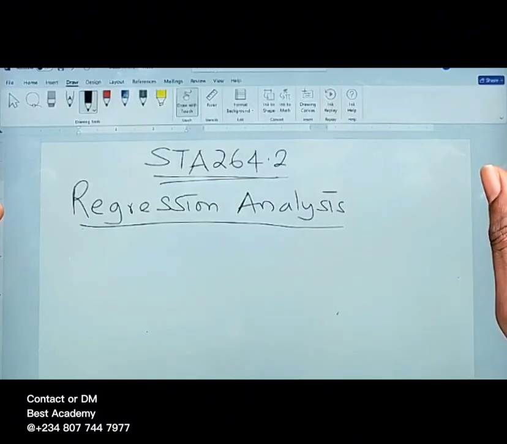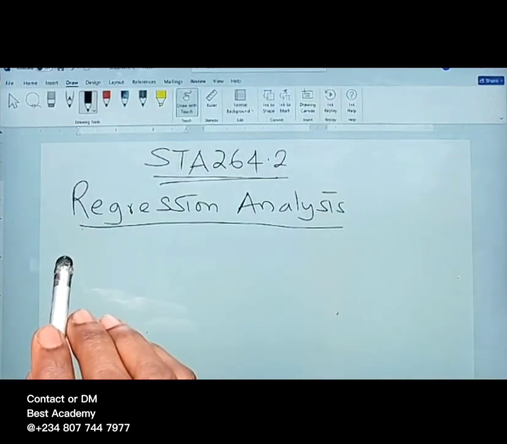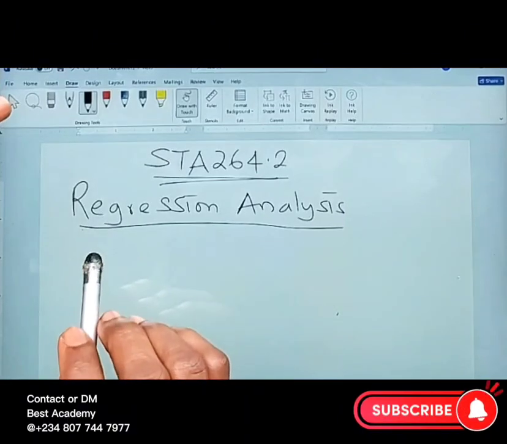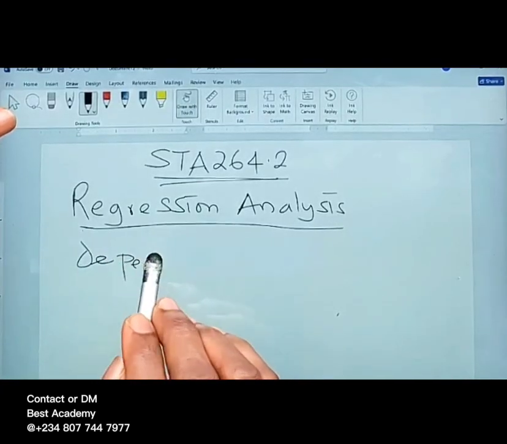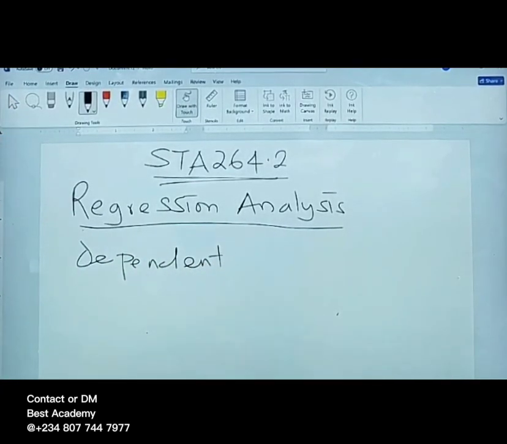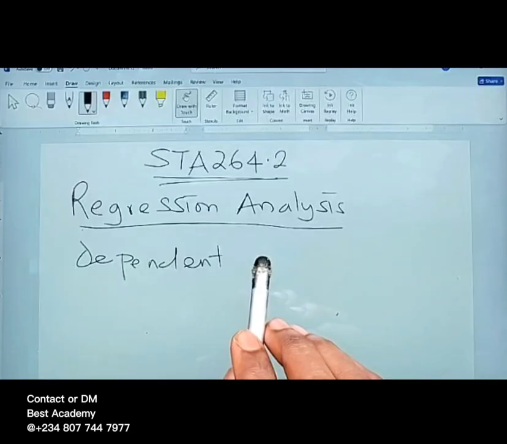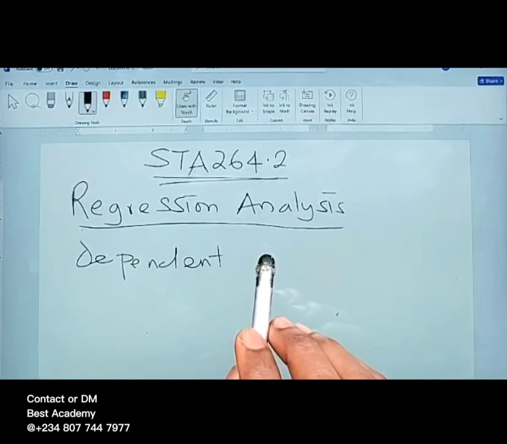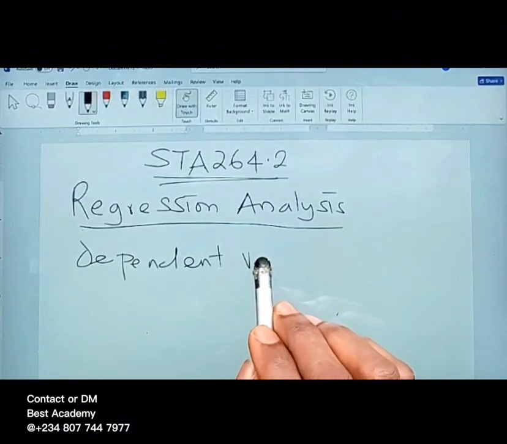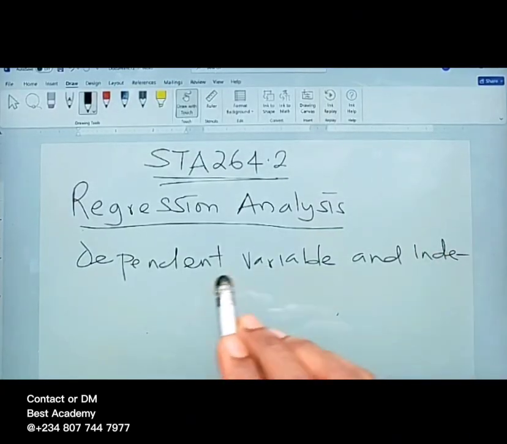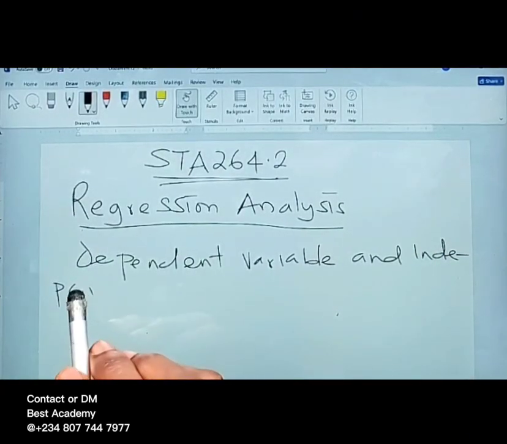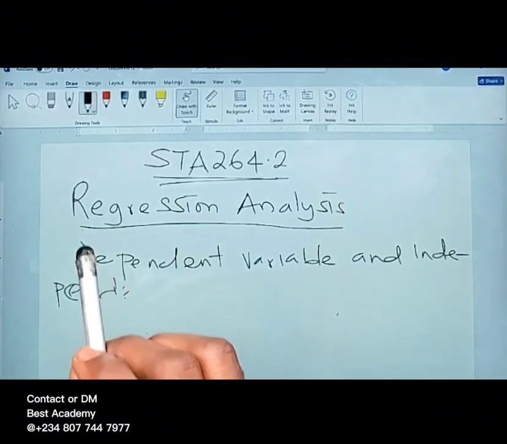Regression analysis can be defined as the relationship between the dependent variable and independent variable.